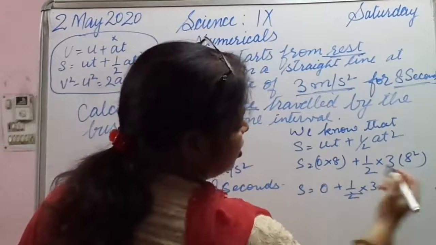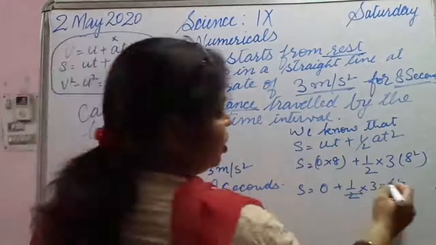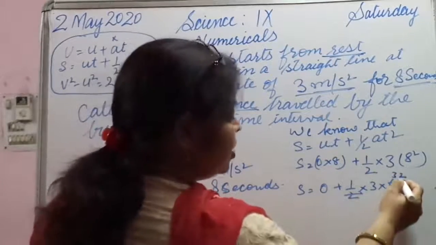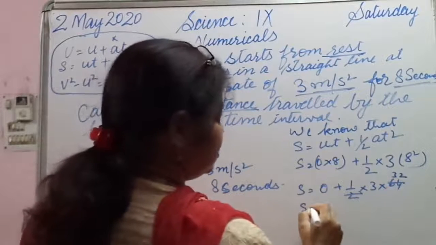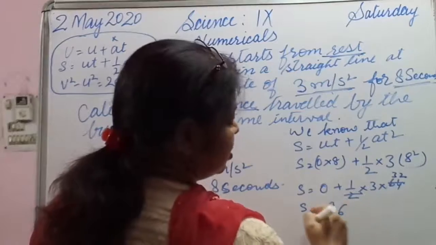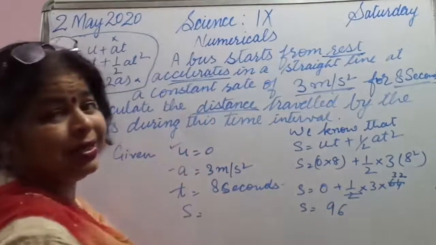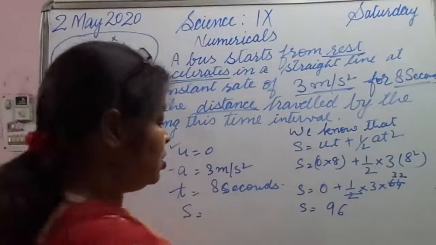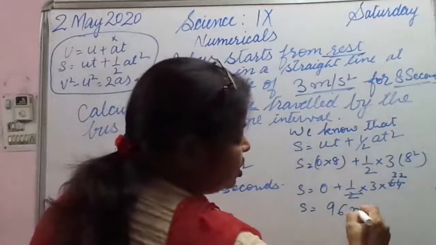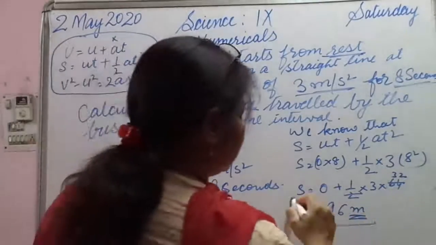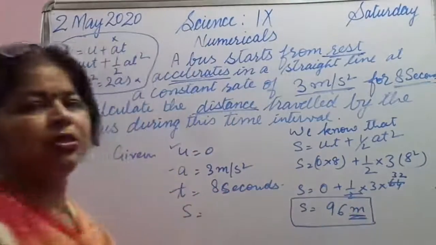Now it can be canceled, so it will be divided over here. 2 threes are 6, 2 twos are 4. So it becomes 32 into 3. S is equal to, what is this? 3 twos are 6, 3 threes are 9. It is distance. So what will be the unit? Distance is always calculated in meter. Your answer is S is equal to 96 meter.